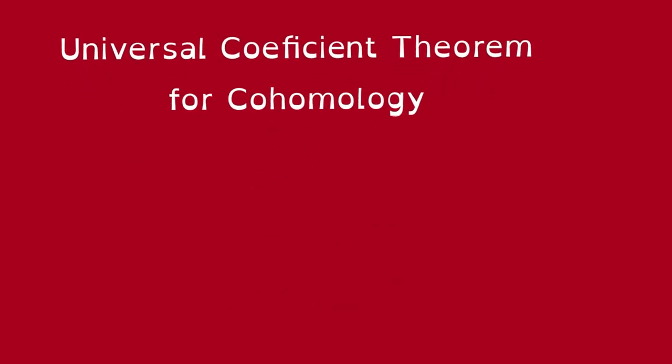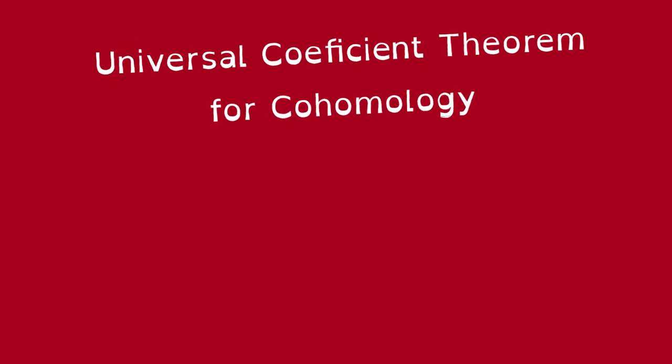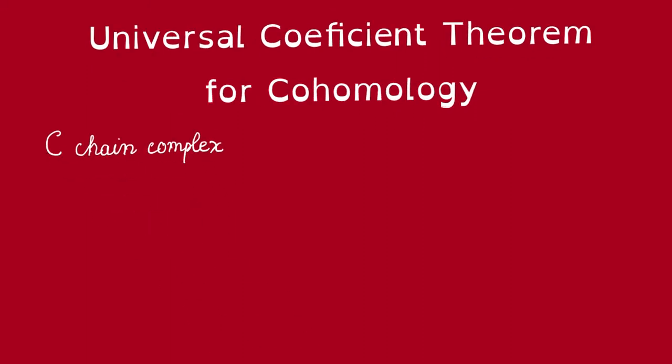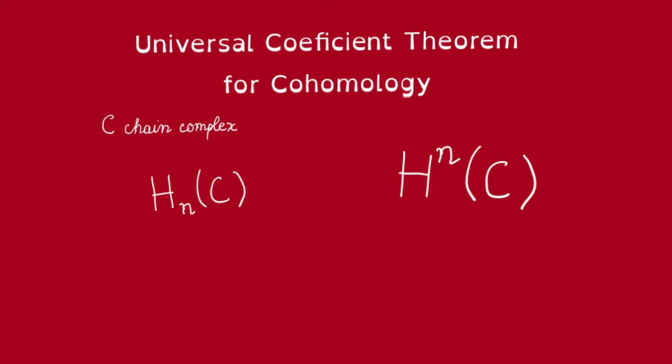Today we're going to talk about the universal coefficient theorem for cohomology, with a view towards algebraic topology. Now let C be a chain complex, for example a cellular complex, simplicial complex, or singular complex. Our goal is to relate the homology groups of C with the cohomology groups of C.